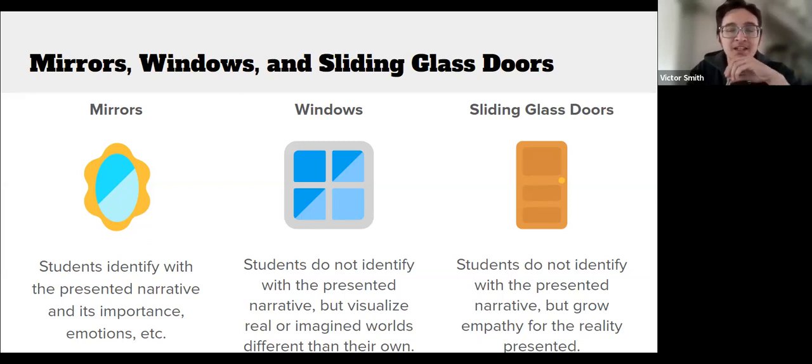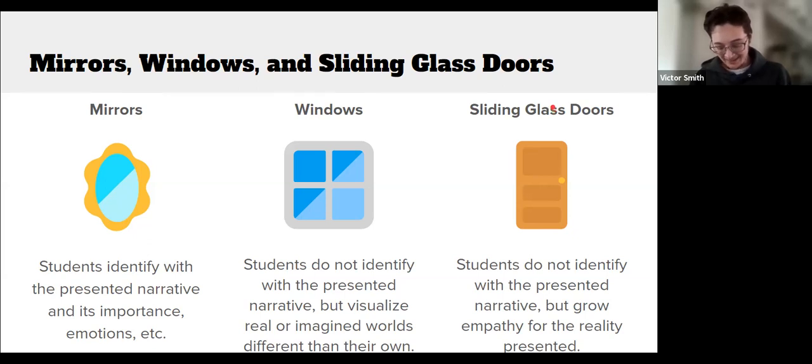So does anybody want to take a quick guess about the main difference between windows and sliding glass doors? Empathy is a big one, but you can still begin conversations about developing empathy with windows. It is a big part of it though. Any other guesses? And it's okay if there's not. This kind of blew my mind.